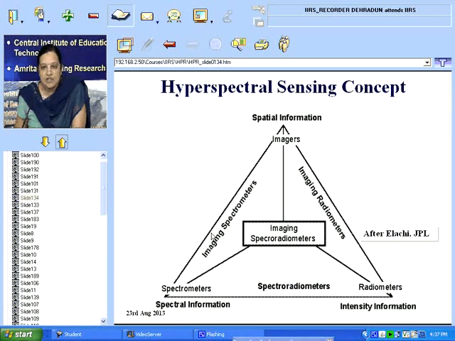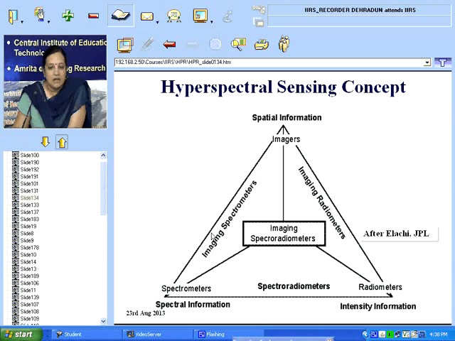A combination of all the three technologies would give me imaging spectroradiometers. A combination of imagers and spectral information, that is spectrometers, gives an imaging spectrometer, which is used either on ground or on space base, and gives you continuous observations. Then a combination of imagers and radiometers gives imaging radiometers, which are your multispectral cameras.